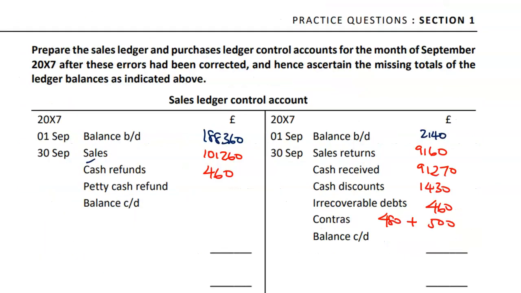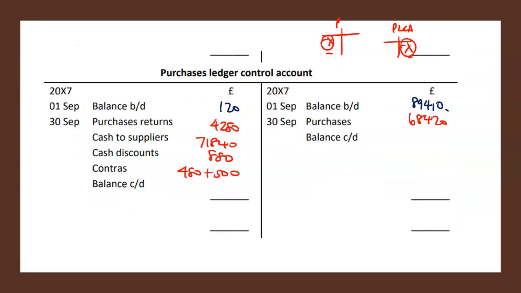So you need to take them out. Technically, what if I was doing double entry? I'll just change my pen color. I would debit purchase ledger control account and credit purchases, and that would get rid of that 1360, right? This is how you would do it.